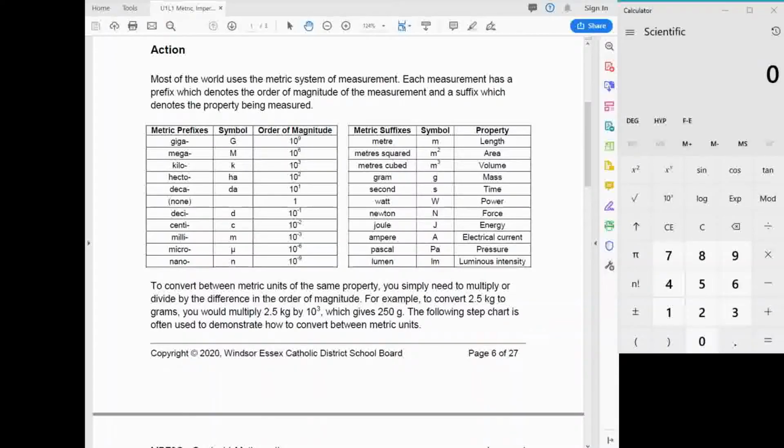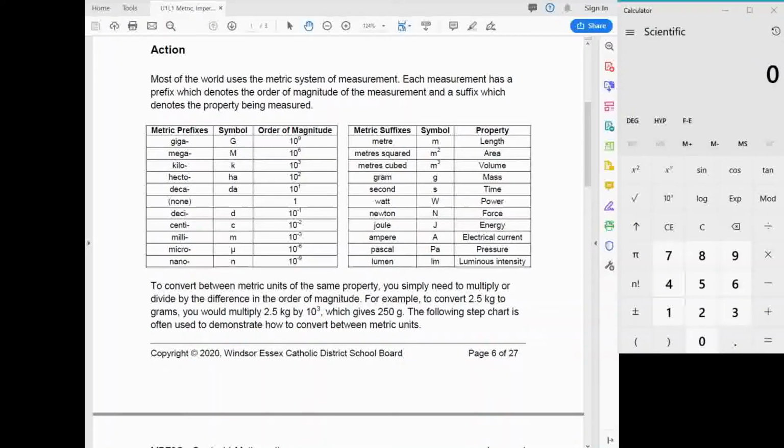And then we have micro and nano. The symbol for micro is the Greek letter mu, and it is 1/1,000,000th of the base unit. And the symbol for nano is a lowercase n, and it is 10 to the negative 9 times the order of magnitude of the base unit.